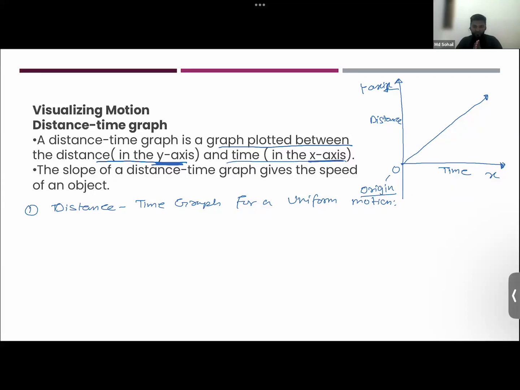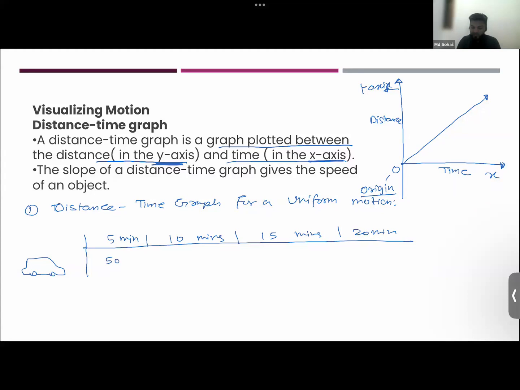equal intervals of time. Okay, so let's say 5 minutes, 10 minutes, 15 minutes, and 20 minutes. Say I have got a car here. For the first 5 minutes, the car traveled a distance of 50 kilometer. For the next 5 minutes, it again covered 50 kilometer. Then it covered a total distance of 100 kilometer.